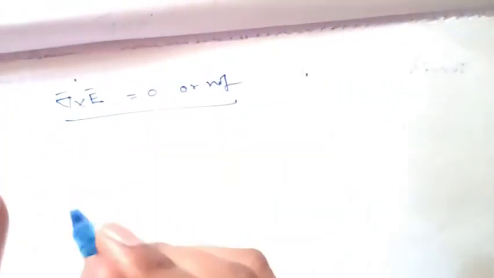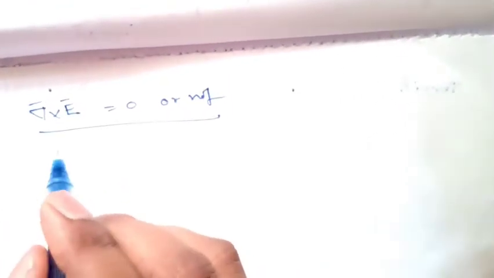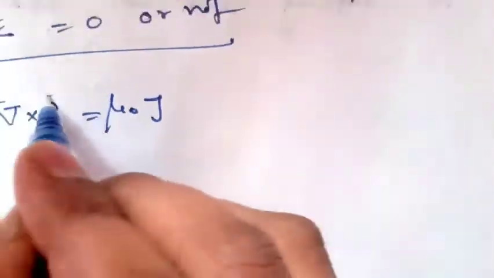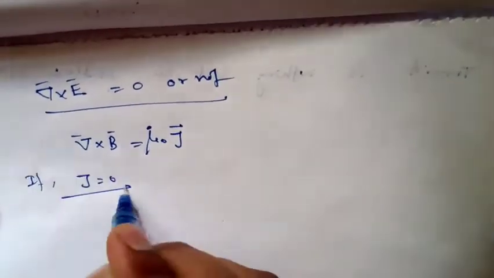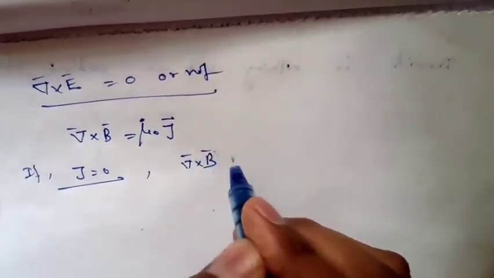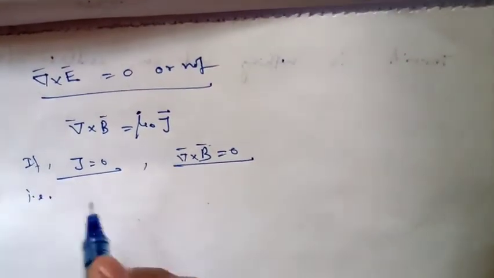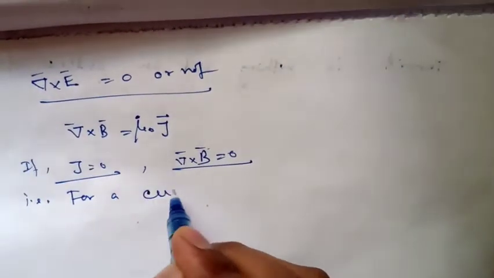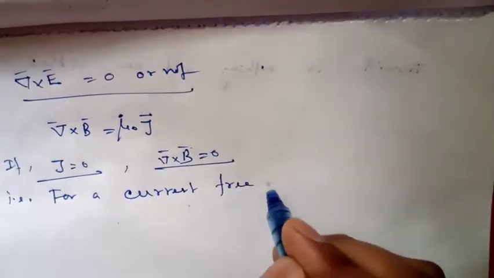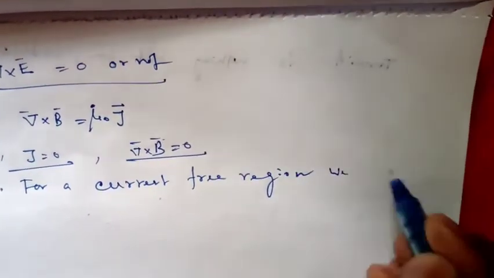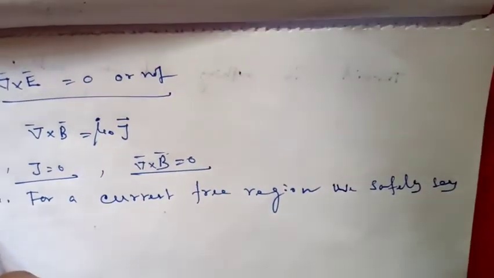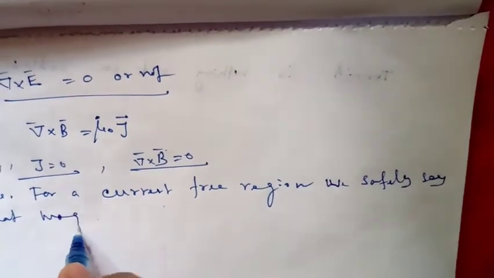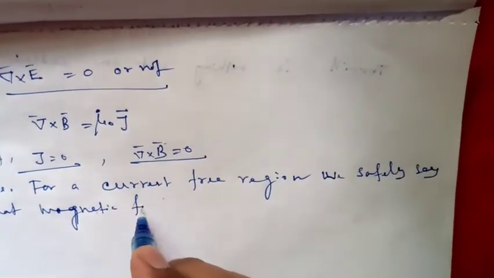Now, from the differential form of Ampere's circuital law, curl B equal to mu 0 J. If J equal to 0, then curl B equal to 0. That is, for a current free region, we safely say that magnetic field is conservative.